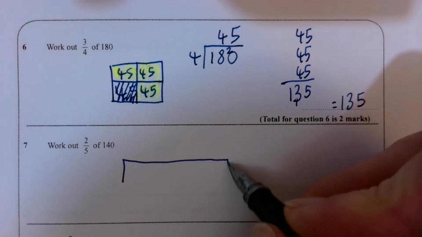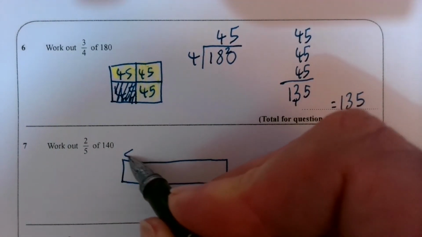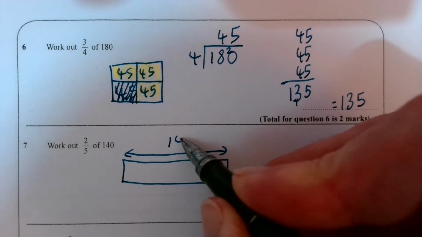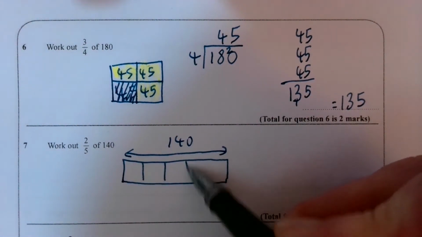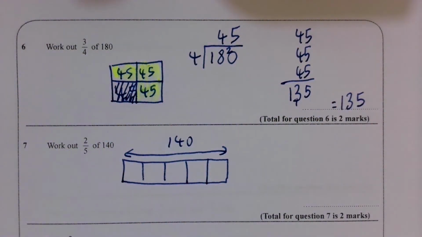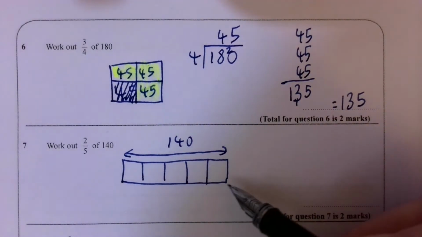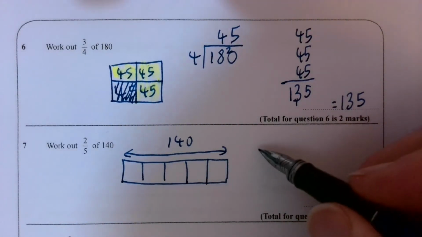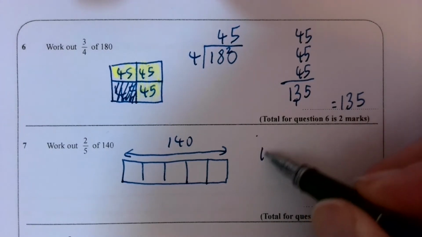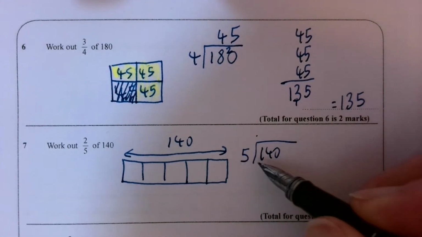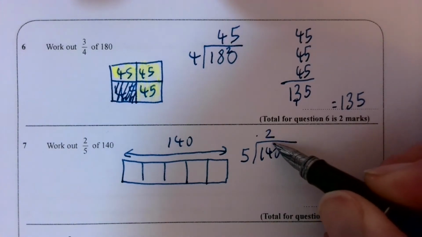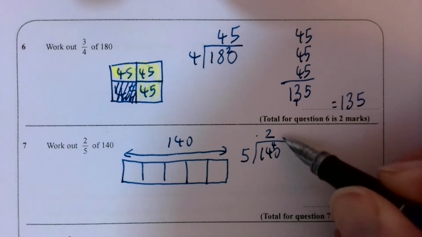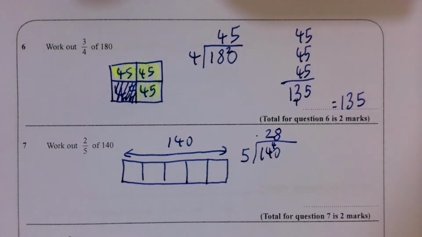So 140, I'm going to represent by a bar. That is 5 parts long, because the most important thing of a fraction is always the bottom number. It tells you what you're dividing it into. So you're dividing it into 5 pieces. So I've got to do 140 divided by 5. 5 into 14 goes twice, with 4 left over, and 8 5s make 40, so it's 28.